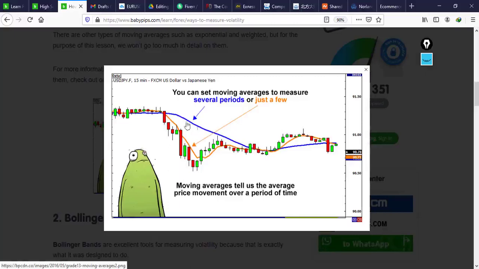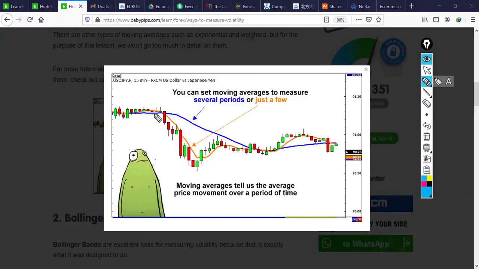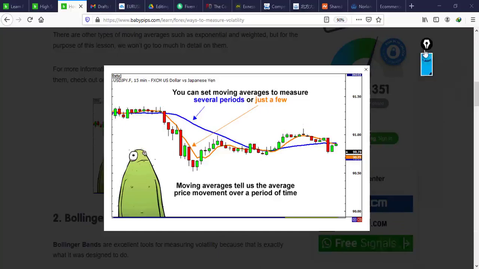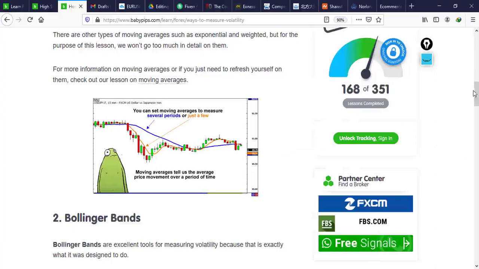So look at this chart we have here. You see the distance between the orange line and the blue line. Okay, this is the volatility. This is when there was so much movement in price. You can see that there was so much movement in price, unlike this area here and this area here, and even this area here, there's no movement. But in that little area which we highlighted, there's so much movement. So that's how you use moving averages to measure volatility.